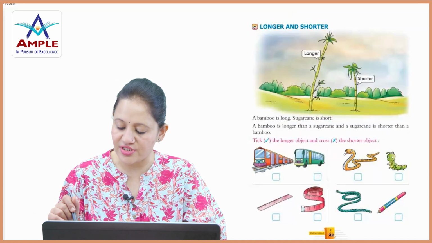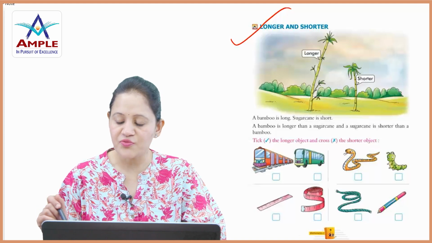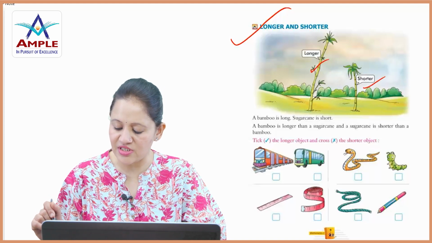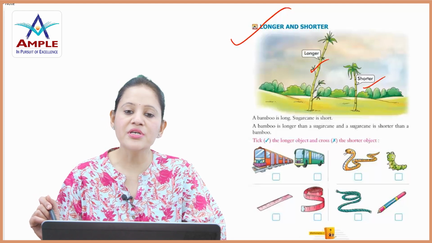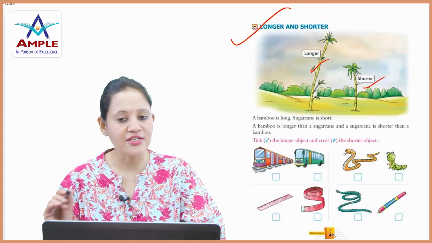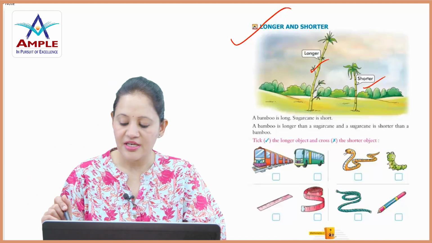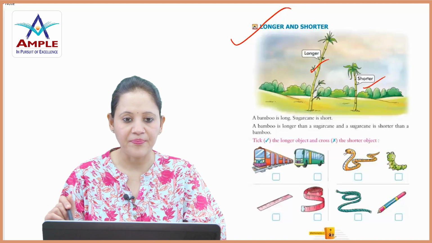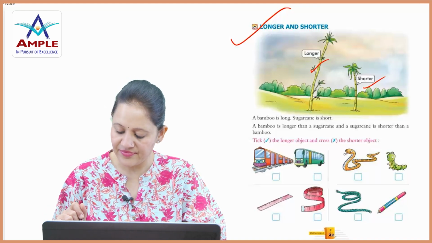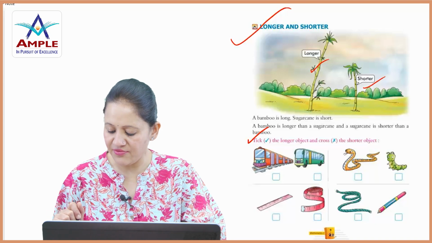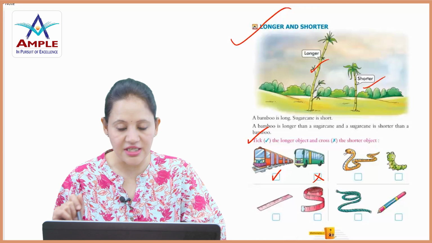Next, longer and shorter. Again we are comparing between these two. Which one is longer? This one is longer and this one is shorter. A bamboo is long and the sugarcane is short. The bamboo is longer than the sugarcane and sugarcane is shorter than the bamboo. Clear? Here you can see in the picture. This is bamboo and this is sugarcane. Next, take the longer object and cross the shorter objects. So the train will be longer than the bus and the bus will be shorter than the train.